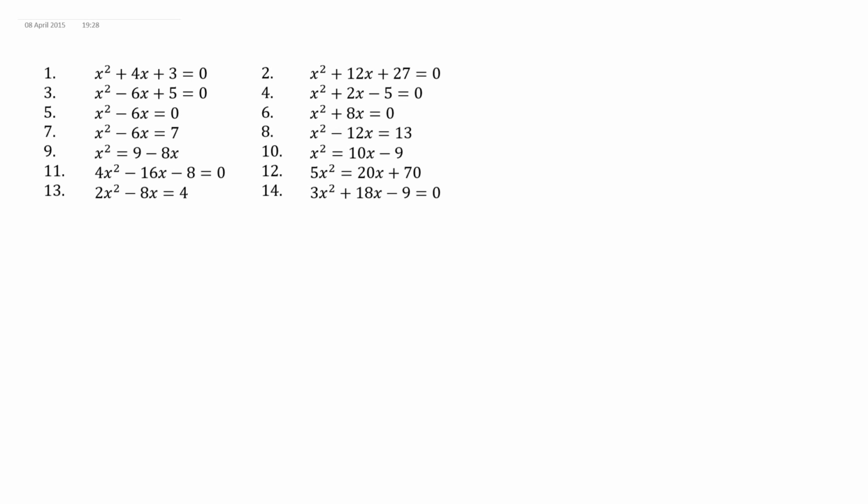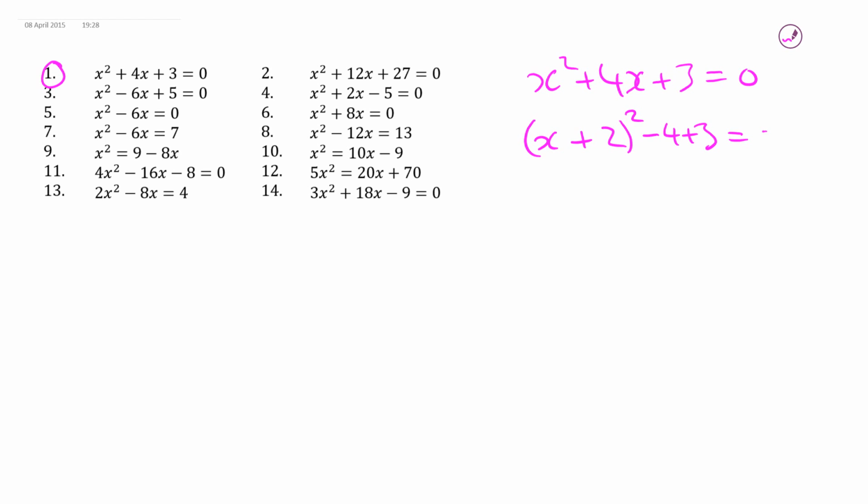So, right, let's do question 1, of course. You've got x squared plus 4x plus 3 equals 0, and then you just complete the square for it. I'm going to do it super fast, see if you can keep up with this. Minus 4 plus 3 equals 0.